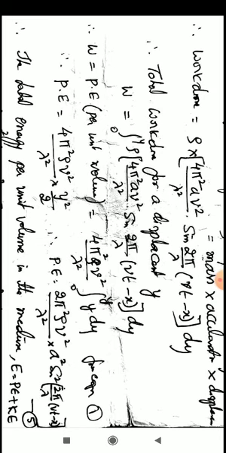I have potential energy and also kinetic energy. Therefore, the total energy per unit volume in the medium is E = potential energy plus kinetic energy. If I substitute the potential energy and kinetic energy values, then E = 2π²ρf²a² cos²(2π/λ)(vt − x) + 2π²ρf²a² sin²(2π/λ)(vt − x).